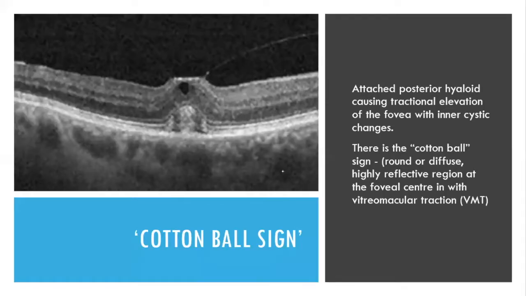Actually, you can see the edges of this little broad attachment in the center of the OCT. The cotton ball sign is another sign of vitreomacular traction you can observe. It's really a hyperreflective region in the outer retina associated with vitreomacular traction. Often there are small intraretinal cystic changes as well. This is thought to be a poor prognostic factor in these patients with vitreomacular traction. Those with the cotton ball sign should be considered for surgery earlier.